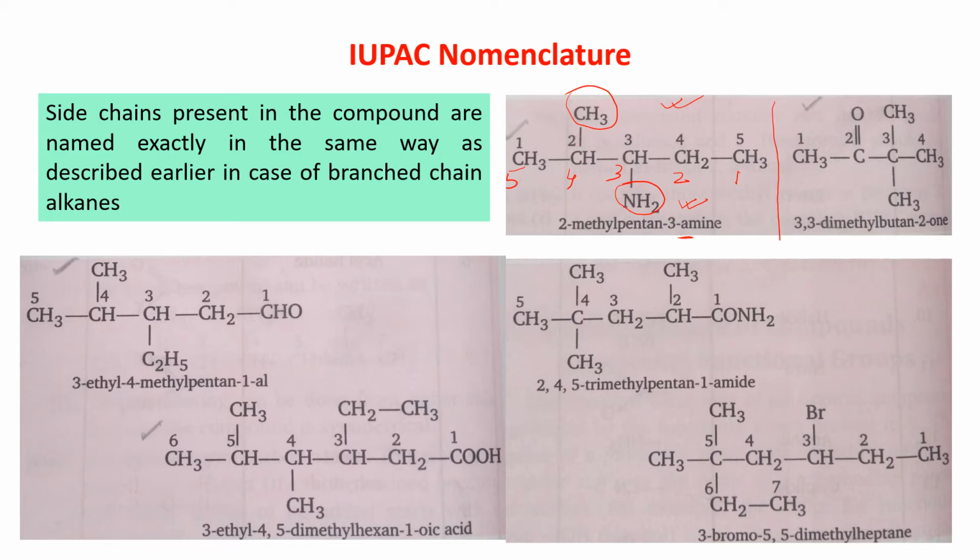Because in that case the methyl group is getting number 4, and if I go from left to right, then the methyl group is getting number 2. So the previous one, 1, 2, 3, 4, 5, is the correct option. Am I clear? Now look at this.